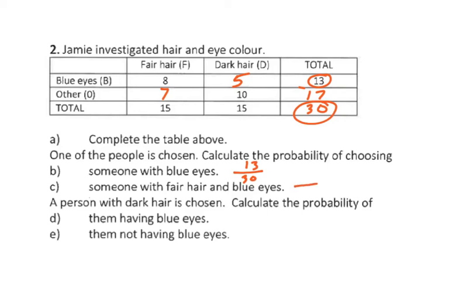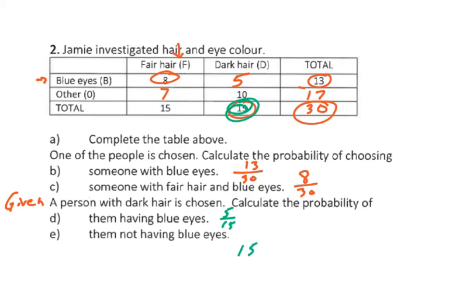Now it says out of everyone, so out of 30, someone with fair hair and blue eyes. So here's fair hair, here's blue eyes. There are 8 people who fit that. So again, both of these questions are out of the total number of people, 30. Now it says given, which is implied here, that a person with dark hair is chosen. So people with dark hair, there are 15 people with dark hair right here. So out of those 15, how many have blue eyes? Out of the 15, 5 have blue eyes.